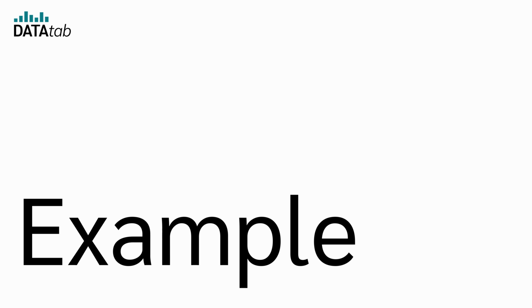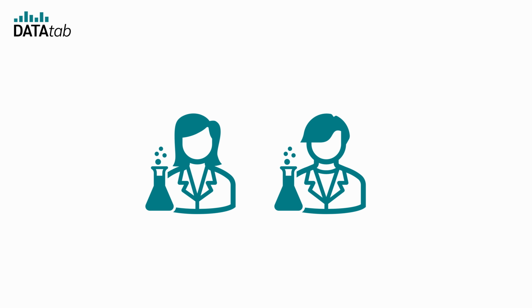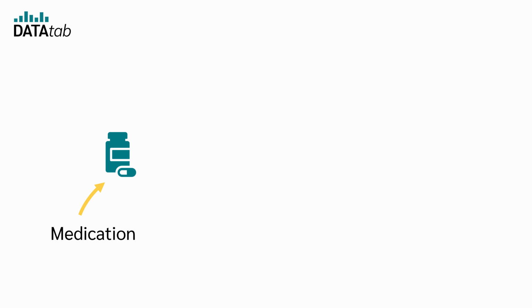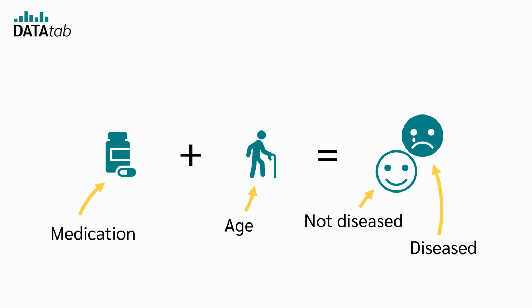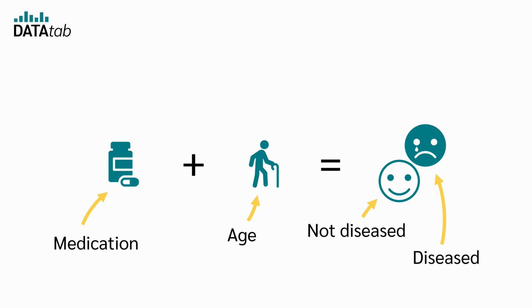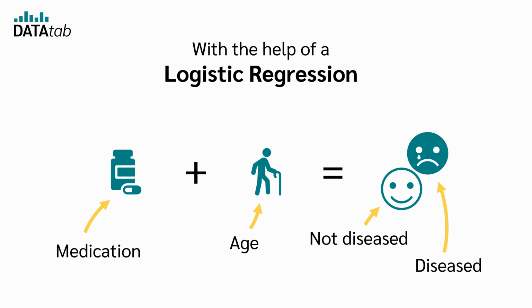Let's look at an example. Let's say we are researchers and we want to know whether a particular medication and a person's age have an influence on whether a person gets a certain disease or not. So the outcome we are interested in is whether the patients developed the disease or did not develop it. And our independent variables are medication and age of a person.